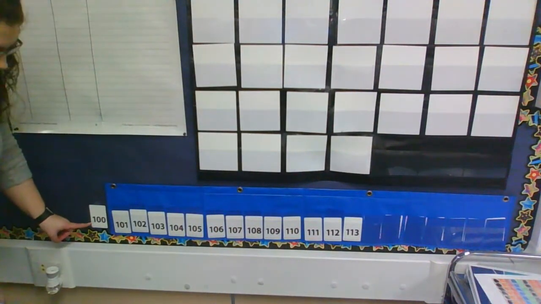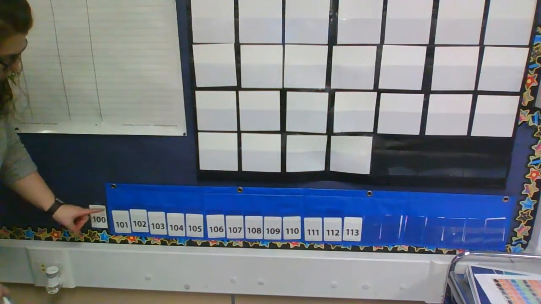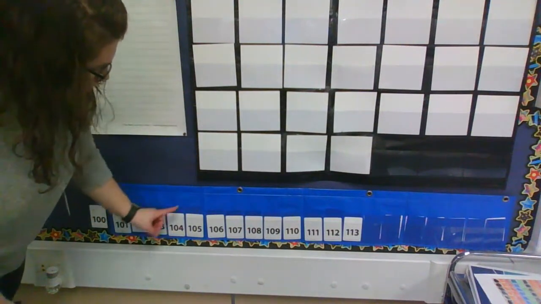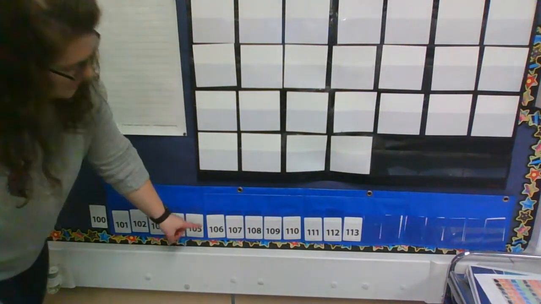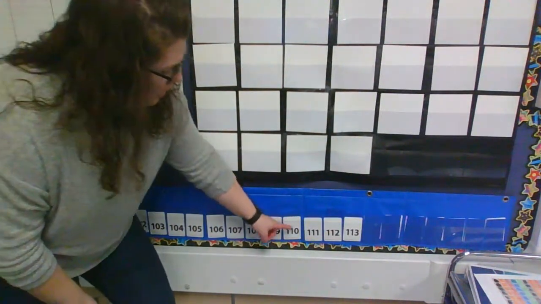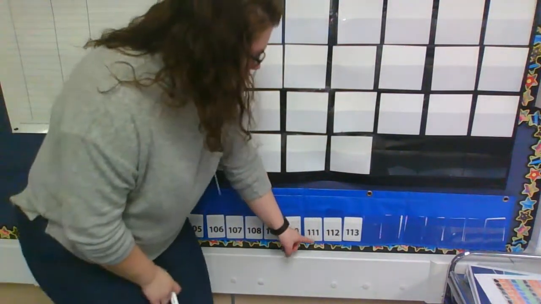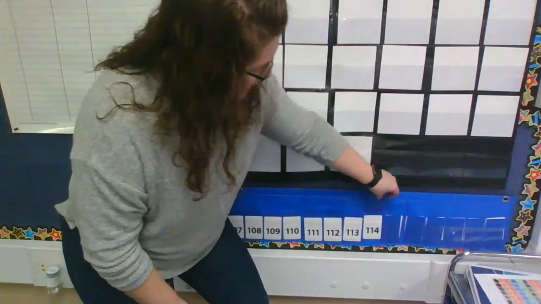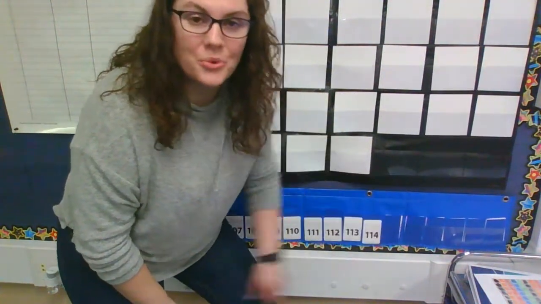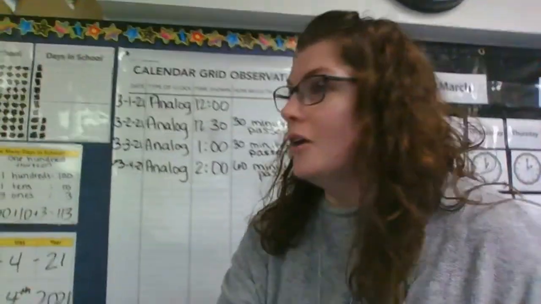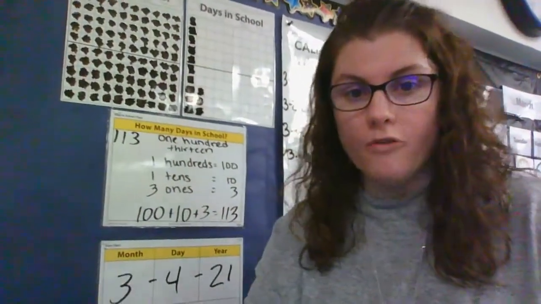So starting at 100, we're going to count forward. Ready? 100, 101, 102, 103, 104, 105, 106, 107, 108, 109, 110, 111, 112, 113, 114. You all were right. So today is day 114 together. Kind of cool. Although kind of sad because that means time is just going by so fast.